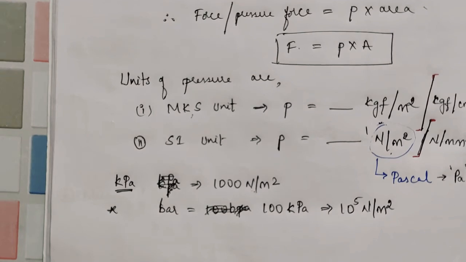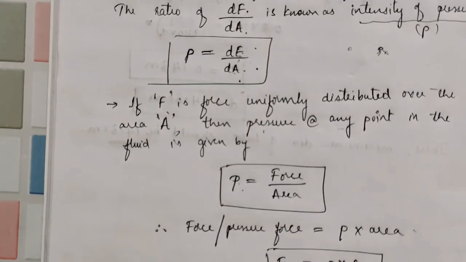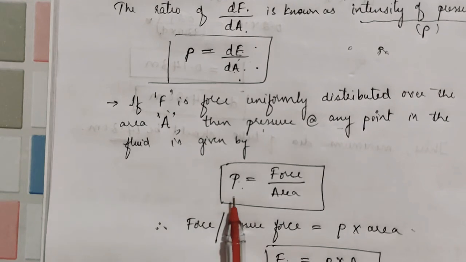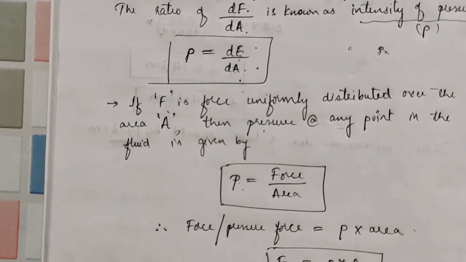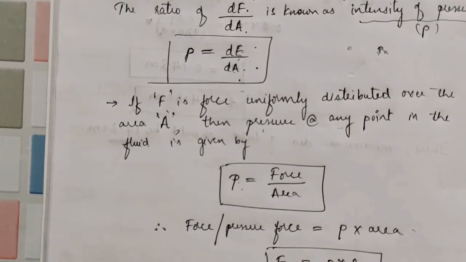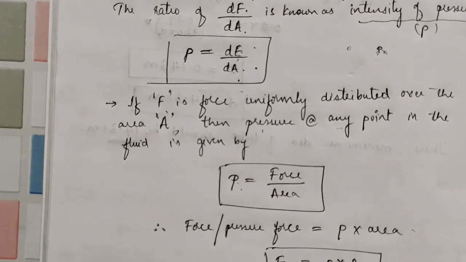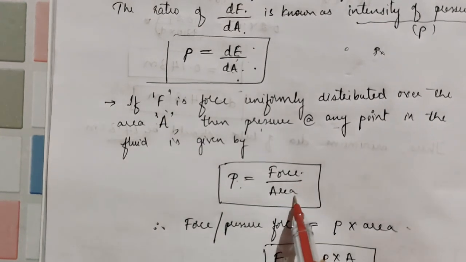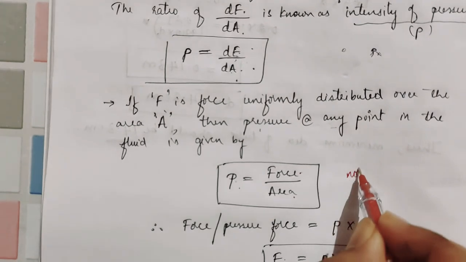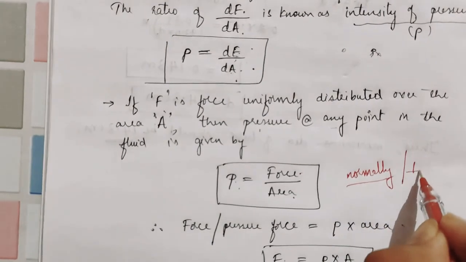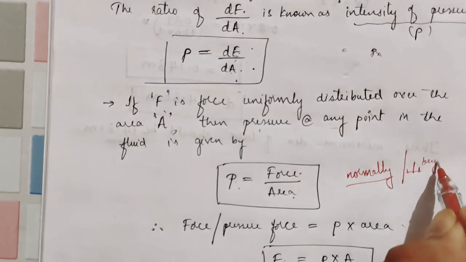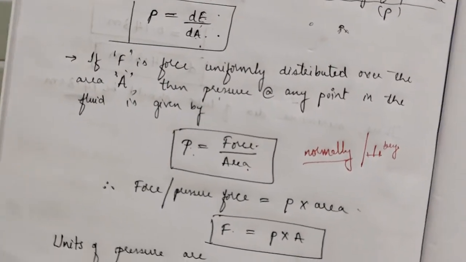So this was about the fluid pressure at a point. Mainly what we have to remember is this: pressure is equal to force by area. Pressure in a fluid is equal to force by area, and this force is acting on the area normally, or it can also be told as perpendicularly.